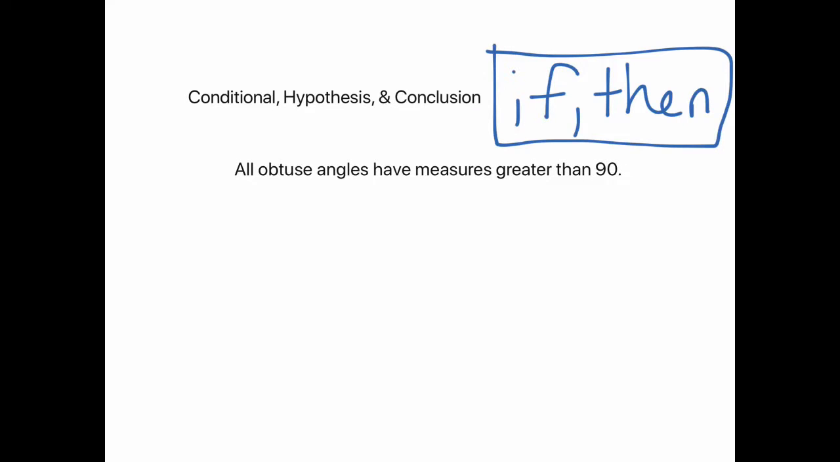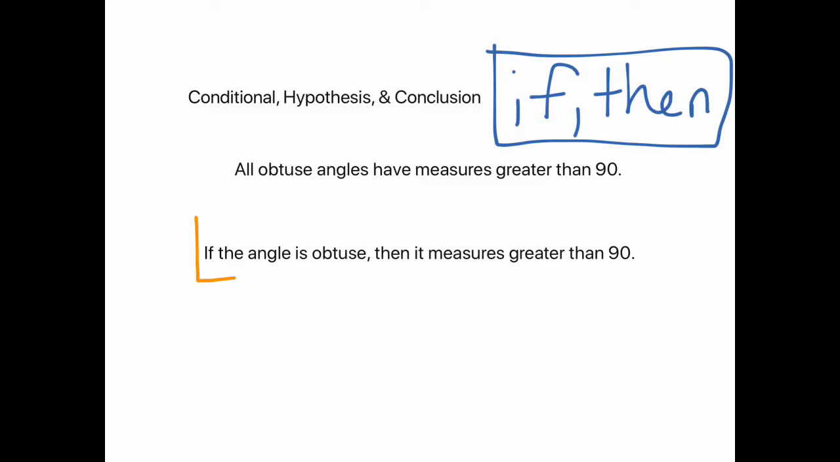Conditional statements always take an if-then form. So here we have a statement. This comes from the practice from this lesson on Canvas. It says all obtuse angles have measures greater than 90. To turn this into a conditional, we need to put it in if-then form. There are many ways to do this, but we turn this into if the angle is obtuse, then it measures greater than 90. So this is a conditional statement, and conditionals have two parts.